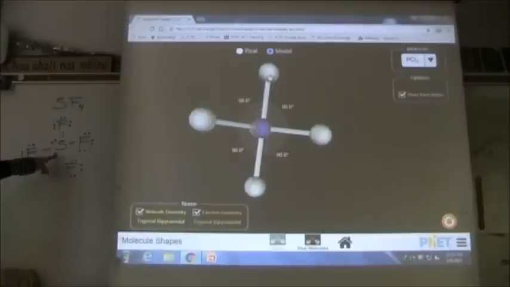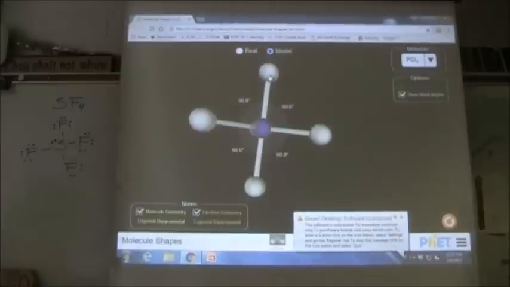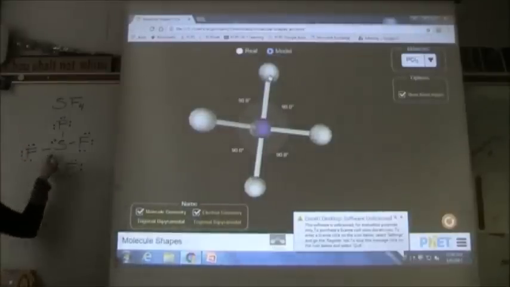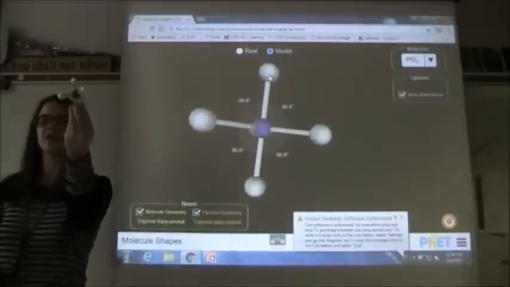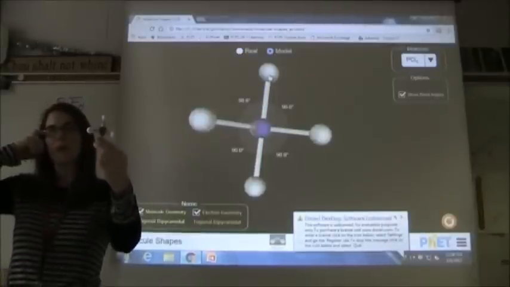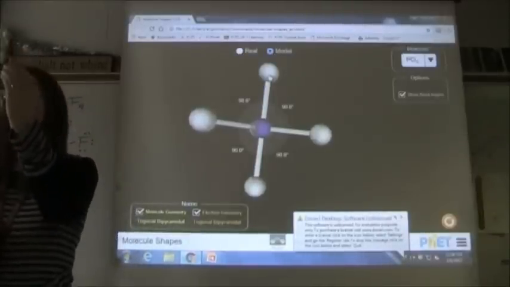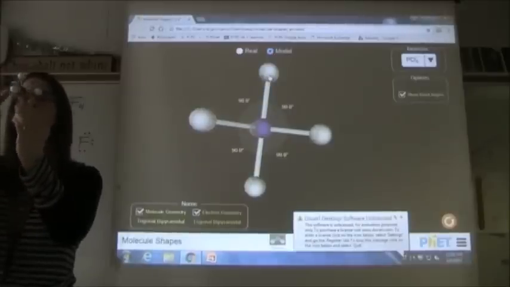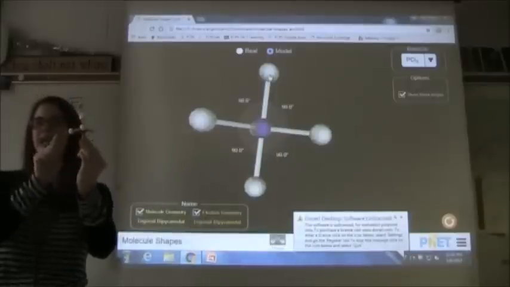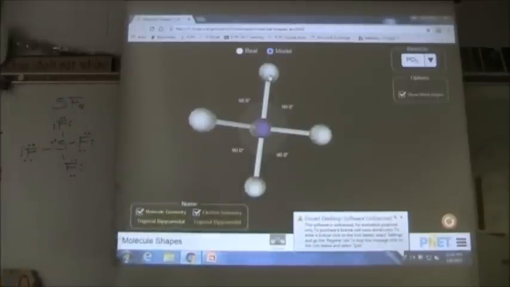What's my steric number here? 5. 4 bonded pairs, 1 lone pair. Now, here's the deal. It has a steric number of 5. So in your mind, I want you to think, okay, it's starting out trigonal bipyramidal, but I'm going to pull one of these off and replace it with a lone pair. Does it matter which one I pull off? Yes, it does, which is annoying, I know. But I'm going to give you an easy way to remember this. And I'll turn this so we can see it.